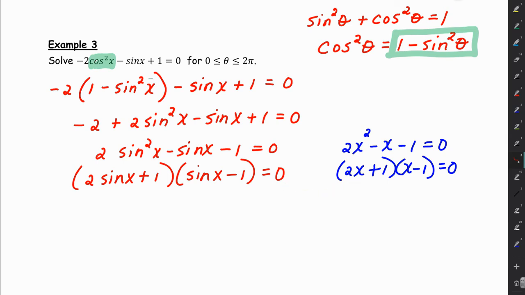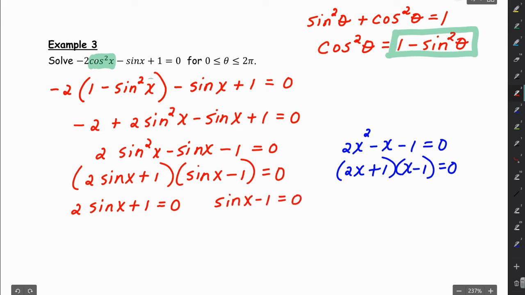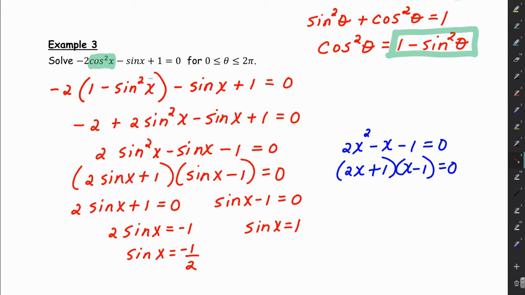So we essentially have what we had in example 2, but we just have 2 parts that we have to set equal to 0 here. So we have 2 sine x plus 1 equals 0. And we also have sine x minus 1 equals 0. And we're going to solve both of those for the sine of x. So we get the sine of x equals -1/2, and we get the sine of x equals 1. So for this problem, we want to go back to the unit circle, and we want to find what angles have a sine of -1/2 or 1 to solve this problem.